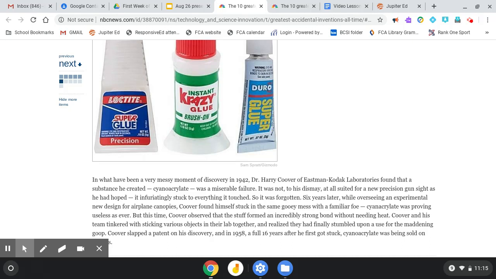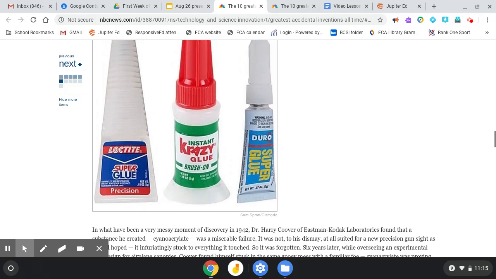Coover and his team tinkered with sticking various objects in their lab together and realized they had finally stumbled upon a use for this maddening goop. Coover slapped a patent on his discovery, and in 1958, a full 16 years after he first got stuck, cyanoacrylate was being sold on shelves.